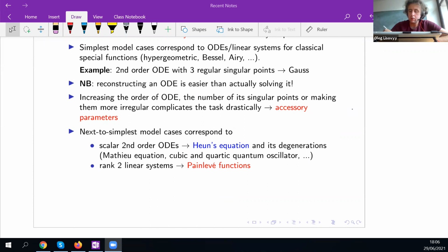So I'm going to explain this construction, focusing on specific examples. In the case of scalar ODEs, my main example will be the Mathieu equation. And in the case of linear systems, I will be dealing with the most degenerate Painlevé 3 equation.